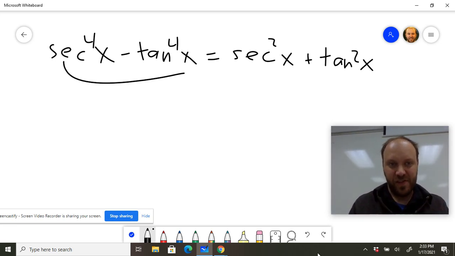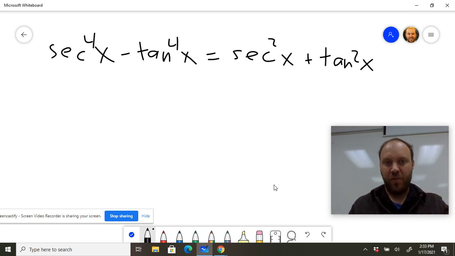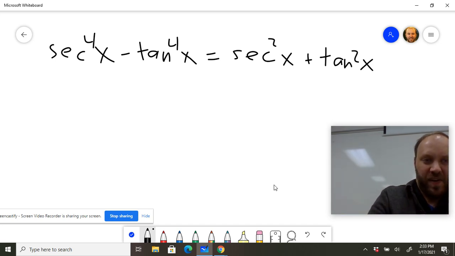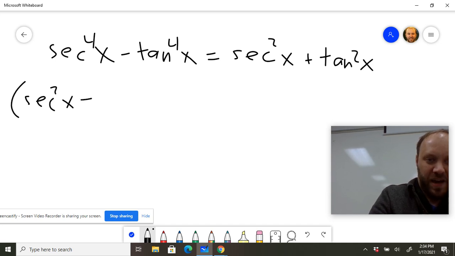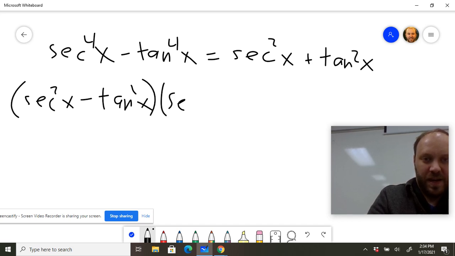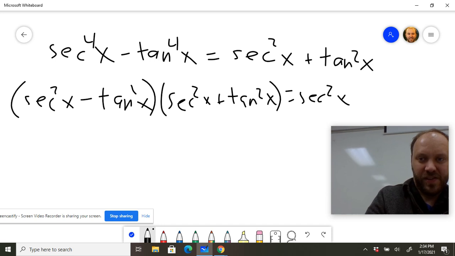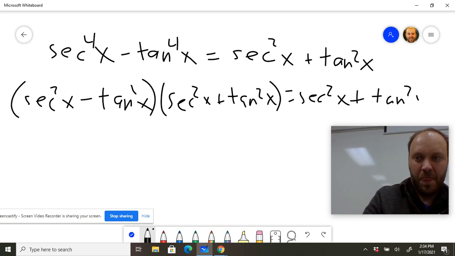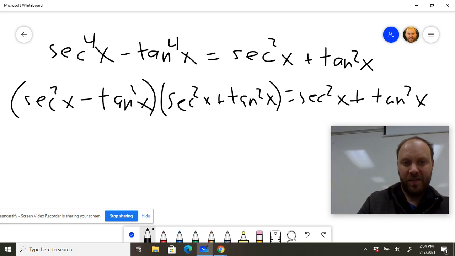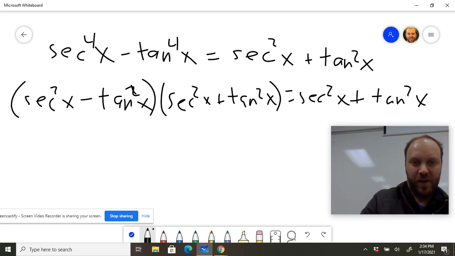I noticed that that was a difference of perfect squares, okay? Secant to the fourth is secant squared squared, tangent to the fourth is tangent squared squared. So I used a difference of squares factoring pattern here. I wrote this as secant squared of x minus tangent squared of x, times the secant squared of x plus tangent squared of x, is equal to secant squared of x plus tangent squared of x.